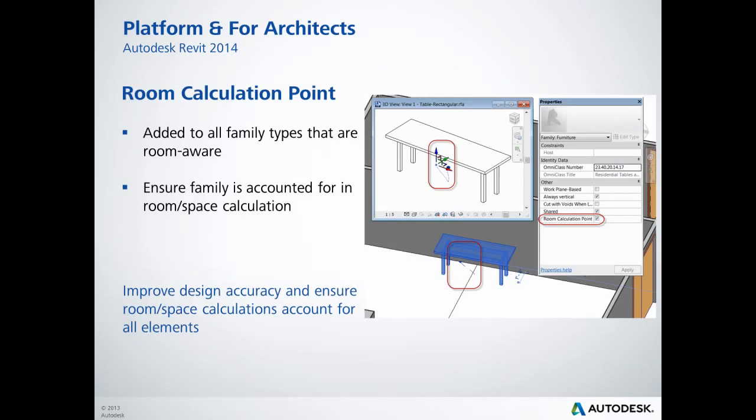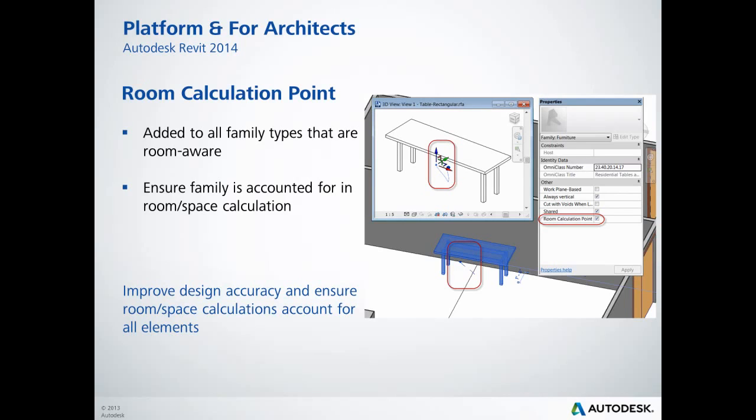A room calculation point setting has been added to all family types that are room aware. Examples are furniture, doors, casework, specialty equipment, and generic models. When these families are placed in a project, sometimes portions of the geometry are located outside a room, space, or within another element, which results in no calculable values being reported.